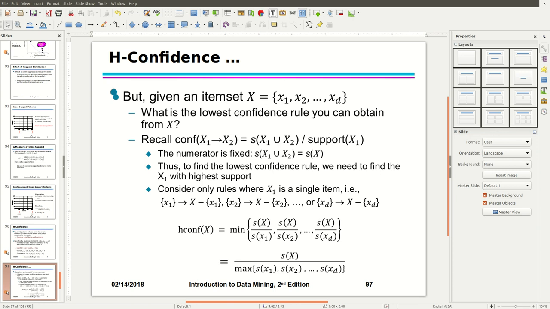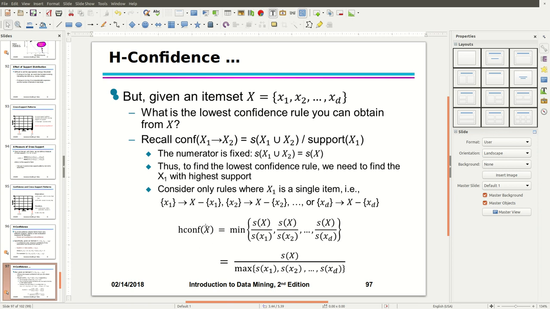So how we are trying to find the minimum, if you remember. For that we need to find the highest of all. So consider only rules where X1 is a single item, then we will have the highest, right? As you go down, it will actually have a lower support, and so when they are just by themselves, you will likely see them more often.